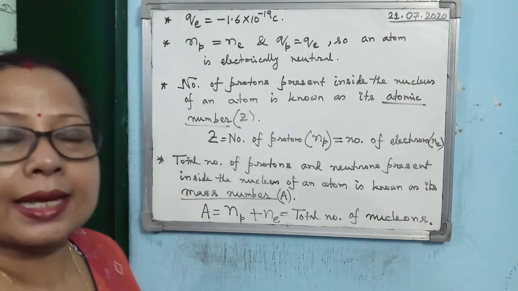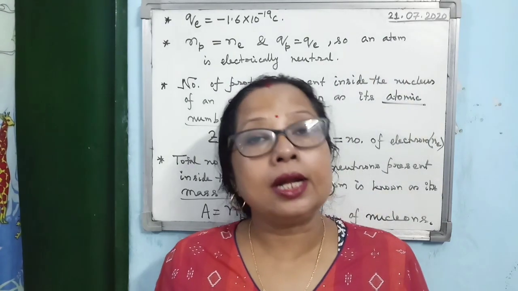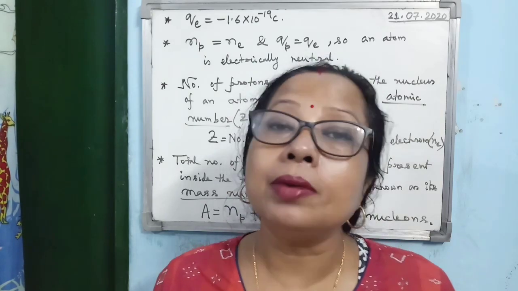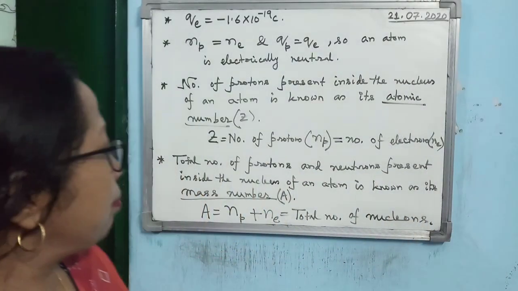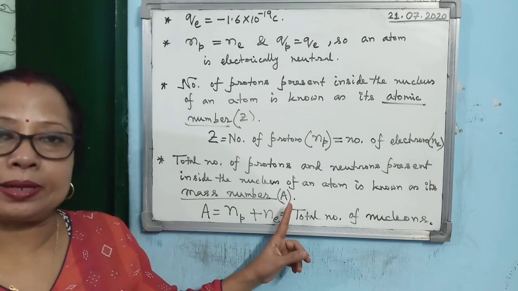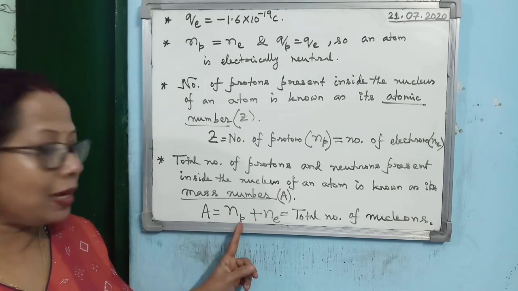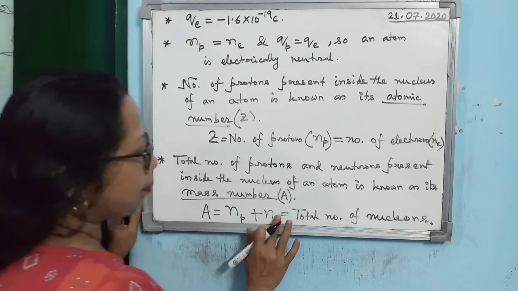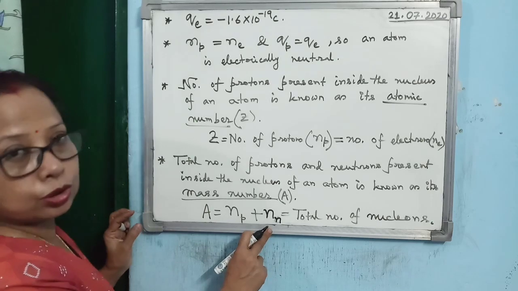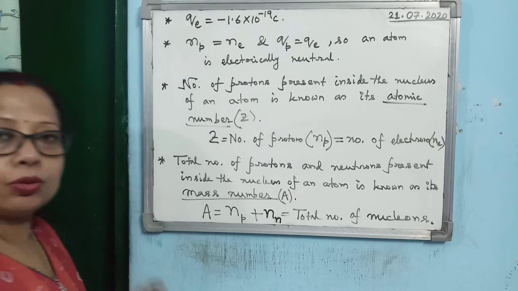Then the next concept is the concept of mass number. What is mass number? The total number of protons and neutrons present inside the nucleus of an atom is known as mass number. Although it is mass number, we denote it by the letter capital A. So A is equal to what? Number of protons, Np, plus number of, not electrons, number of neutrons. You can write A is equal to the total number of nucleons.